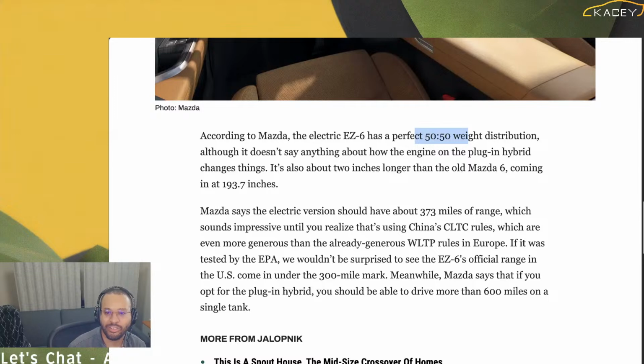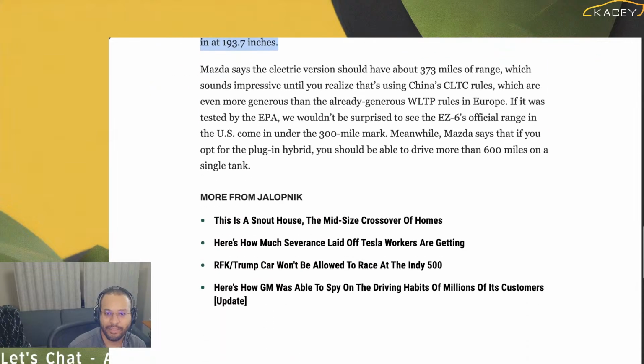It's about 2 inches longer than the old Mazda 6, coming in at 193.7 inches. The electric should have 373 miles of range. Not a bad debut, Mazda. You finally pulled your head out of the sand. I was going other places with that, but saved. And not naughty. I was just going somewhere else completely different with it.